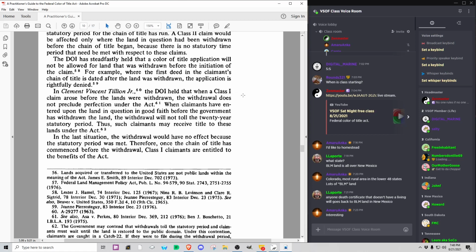Okay, to continue. In Clement Vincent Trillion Jr., the DOI held that when a Class 1 claim arose before the lands were withdrawn, the withdrawal does not preclude performance under the Act. Okay, wait, hold on.